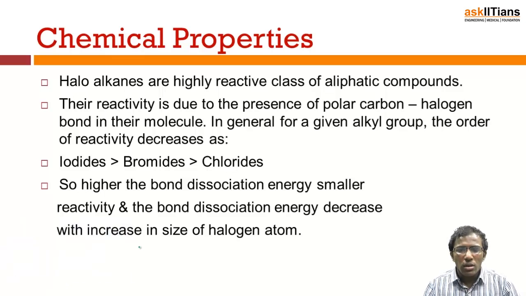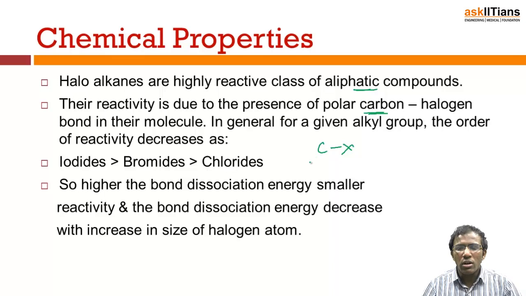The haloalkanes are a highly reactive class of aliphatic compounds. These are reactive because of the presence of a polar bond, that is the C-X bond, where C is the electrophilic center where a nucleophile can come and attack. So their reactivity is due to the presence of the polar carbon and halogen bond in the molecule.